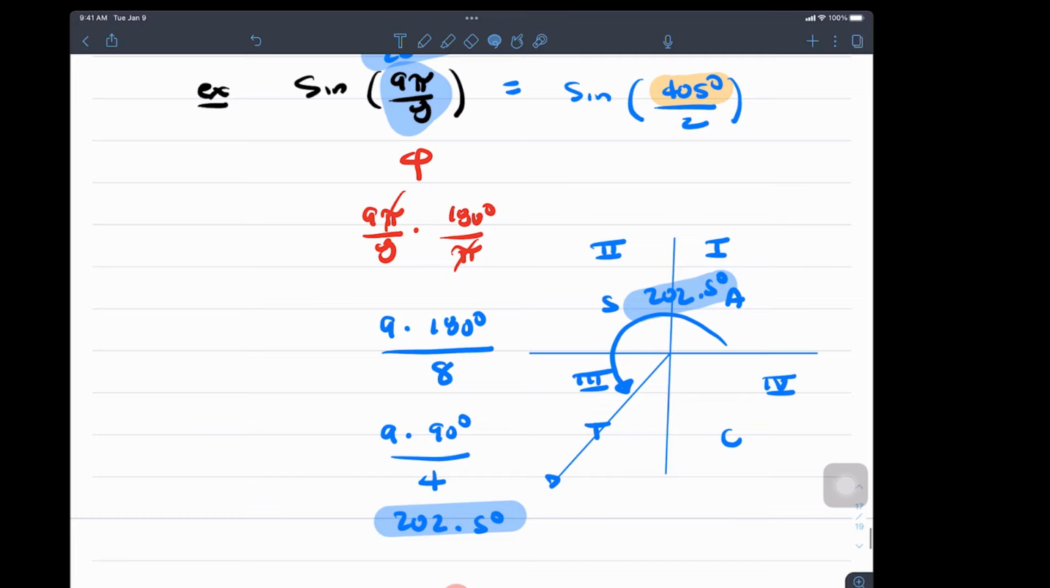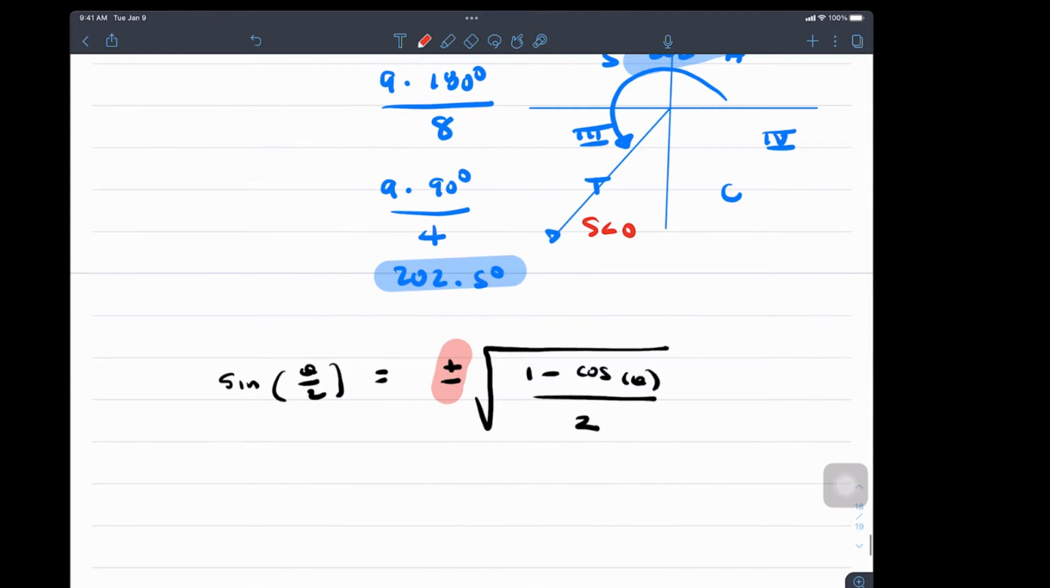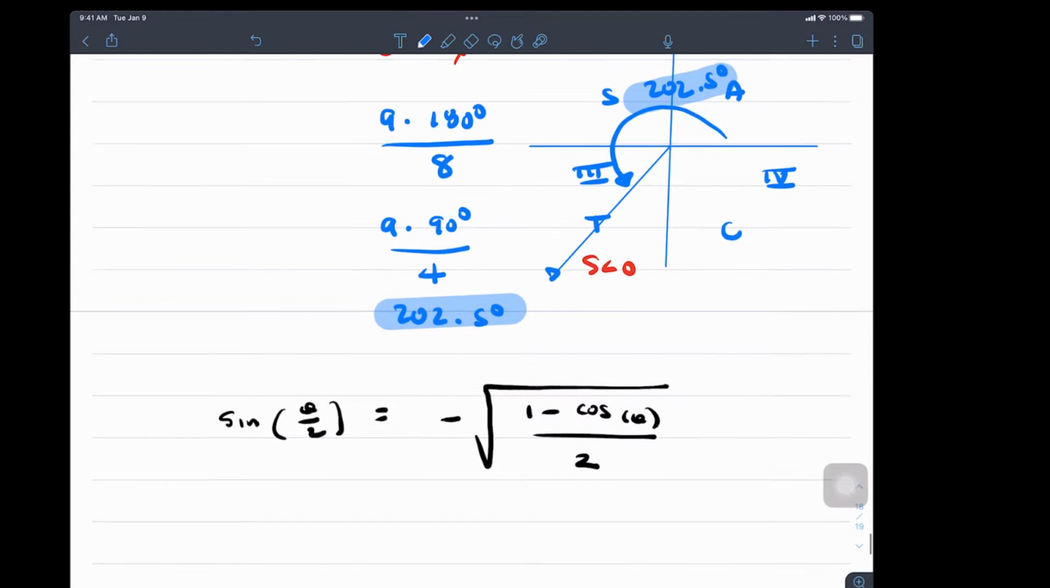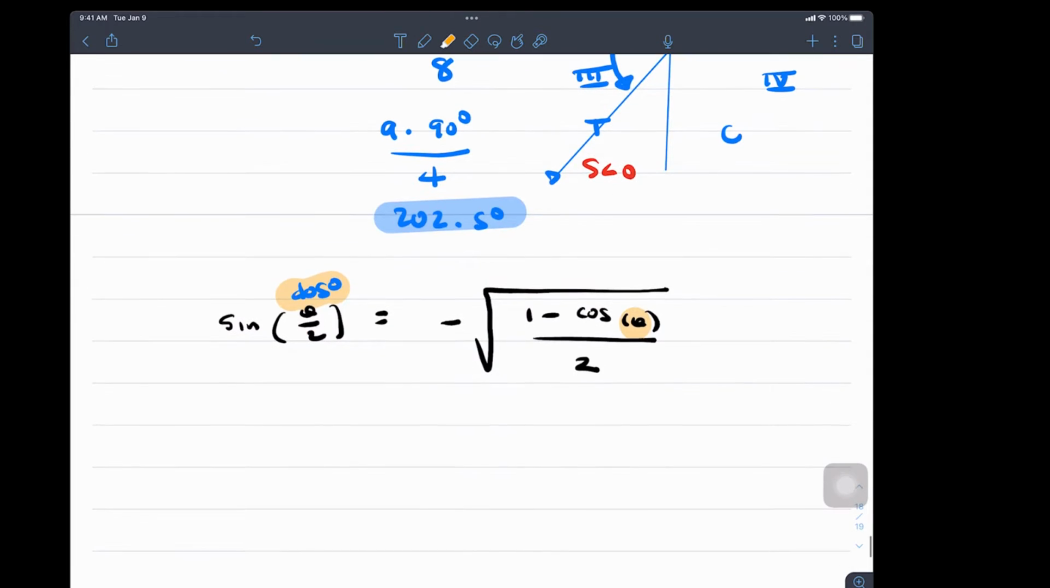So this is 405 over 2. We know sine's negative here. Is that right? So you're going to say, okay, the answer is going to be negative. But if we put 405 over 2 here, right? That goes here. This is 405 degrees. So we're going to get minus square root of 1 minus cosine 405 degrees, everything over the number 2 here.